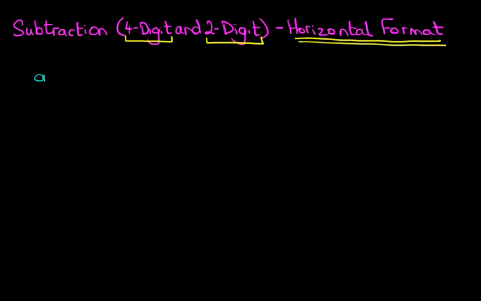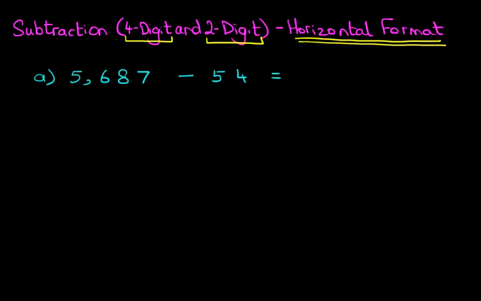Let's start with a nice easy example. What is 5,687 minus 54? 5,687 minus 54.